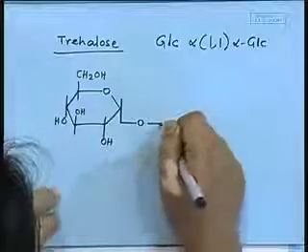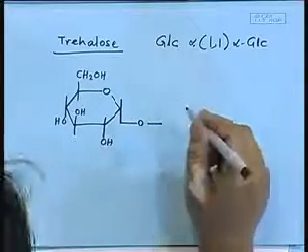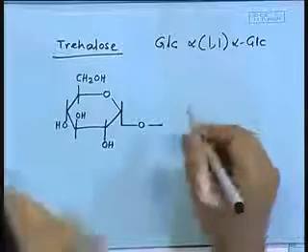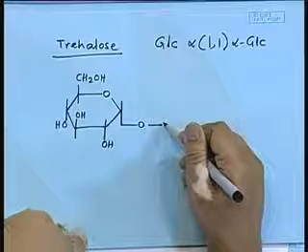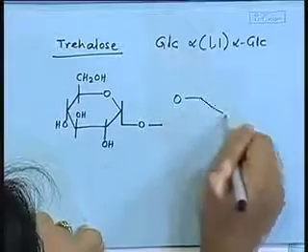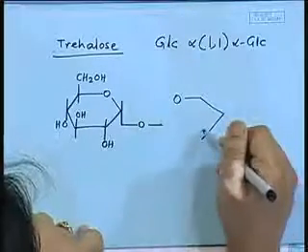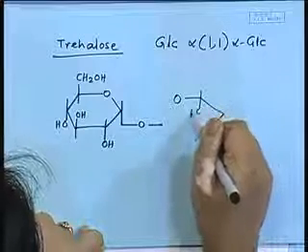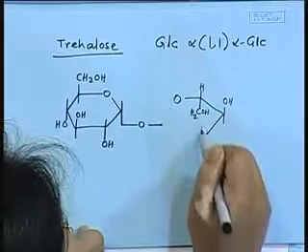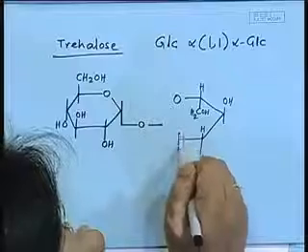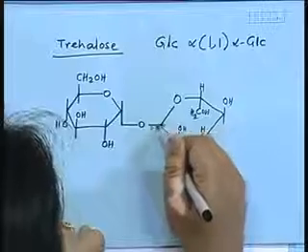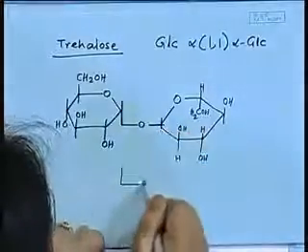Okay. Now, what happens to the other one? How do I write this? Now, I have it linked to number 1. So, my oxygen has to be, where does my oxygen have to be? It has to be here, right? And where is my CH2OH? It is here. It has to be linked like that. It's actually, the link is like this.